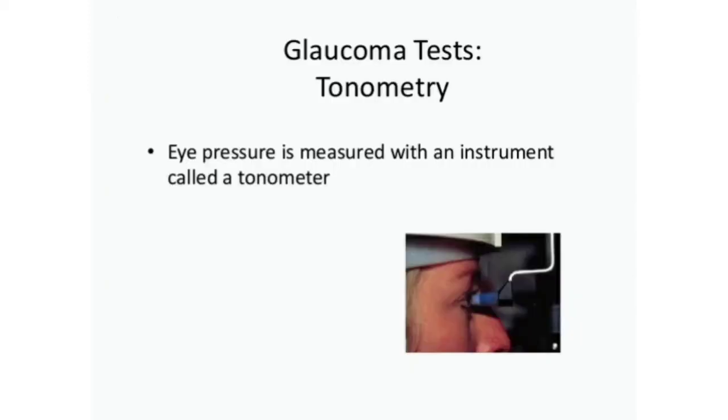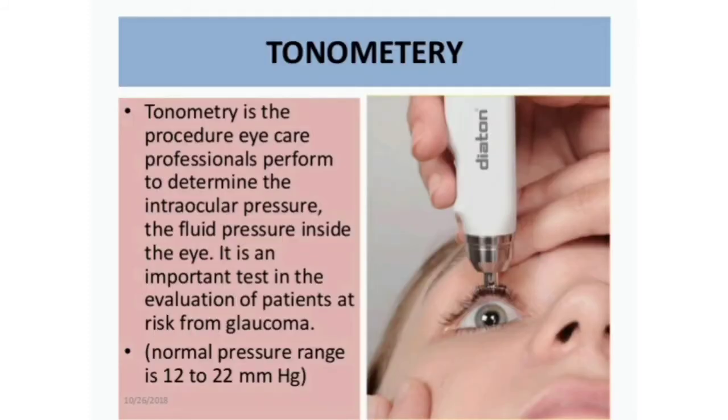Another glaucoma test is tonometry. I told you tonometry is actually eye pressure measurement. So a tonometer is a kind of instrument which will measure the intraocular pressure, the eye pressure, and that will eventually help in understanding glaucoma. Now this is the picture where you can see how the tonometry procedure is done. This white color instrument is the tonometer.